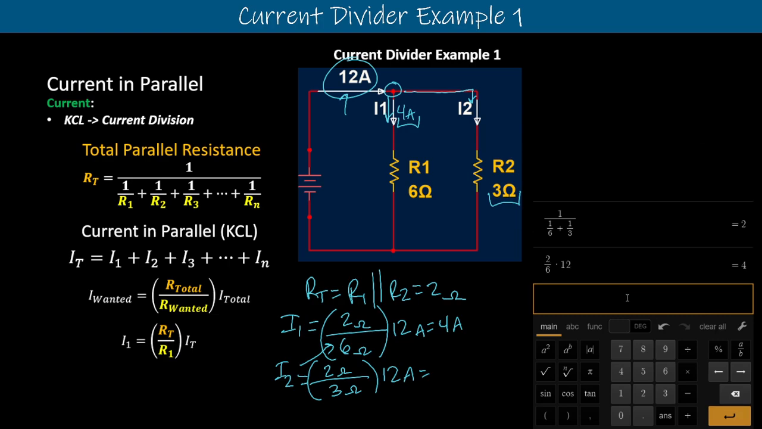So let's use KCL. We'll say that we started with 12, we lost 4. That means we have 8. I2 should equal 8 amps. Right? We can use that equation up here to solve for that as well. We can say that 2 divided by 3 multiplied by 12 also gives us that 8 amp value. So I2 is equal to 8 amps.